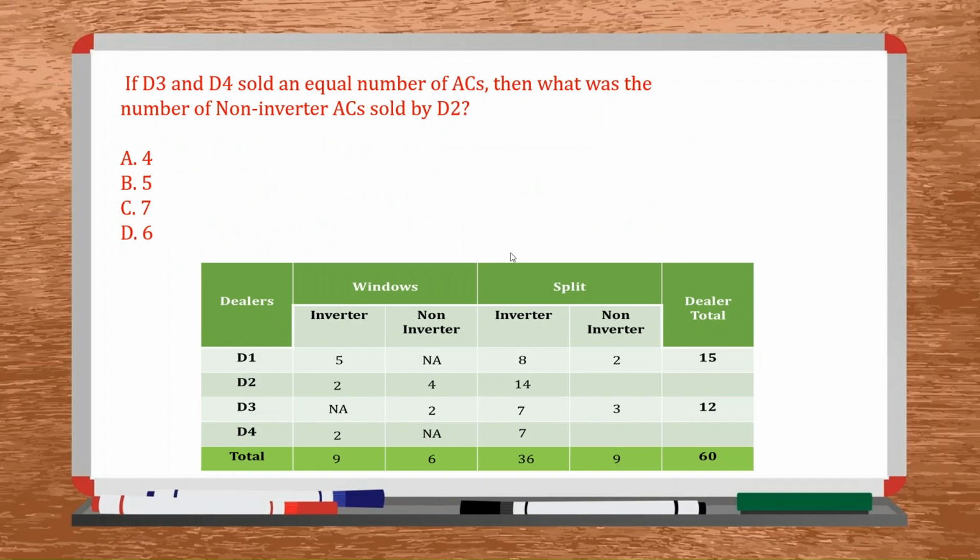Next we have: if D3 and D4 sold an equal number of ACs, then what is the number of non-inverter ACs sold by D2? So if D3 and D4 sold 10 ACs each, that means this particular highlighted field, which I'm pointing out right now, would be 3. That means for D2, split non-inverter would come as 1, because the total is 9, and we already know windows non-inverter is 4. Hence, non-inverter total for D2 would be 5. Option B.